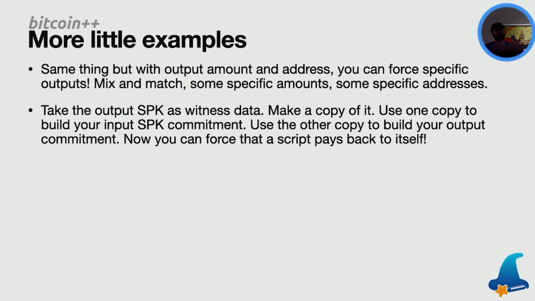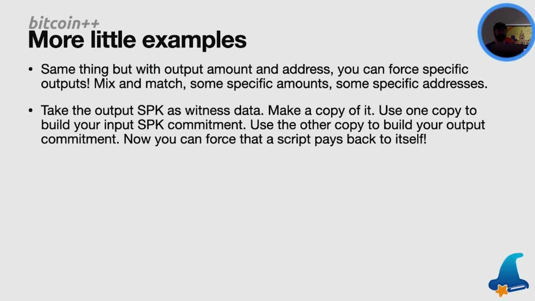In addition to fully specifying an output, kind of CTV style, where you specify both the destination address and the amount, you can actually mix and match. You could say for the first output, I want to go to a specific address, but any amount. And then the second output, I want to be a dust value, but it can go to any address. And you can mix and match these things depending on your application.